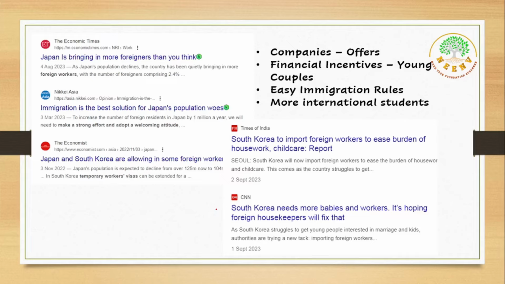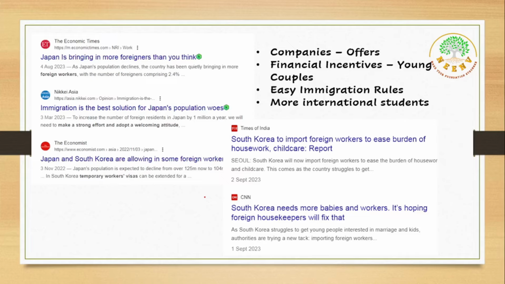And South Korea also suffers from the problem of aging population. From an IR perspective, what are the implications of it? Countries like Japan and South Korea, which are industrialized countries, are suffering from aging population. So common sense says that they need workers, workers who are fit and young, who can work and take the nation forward.